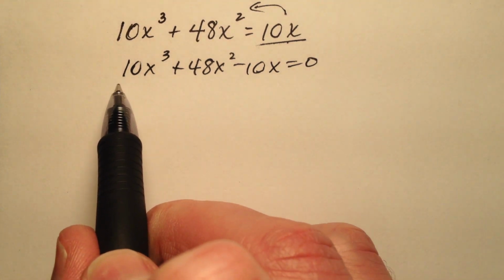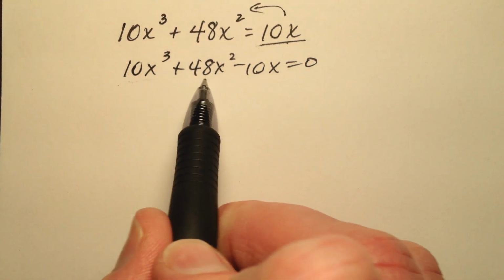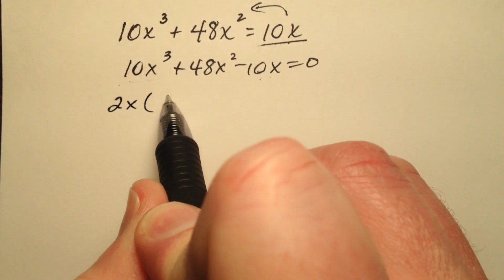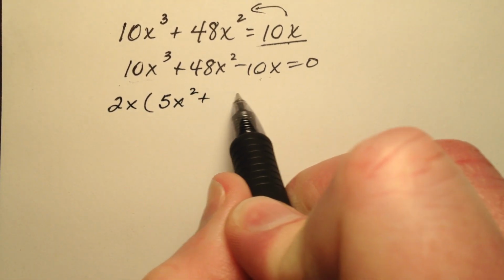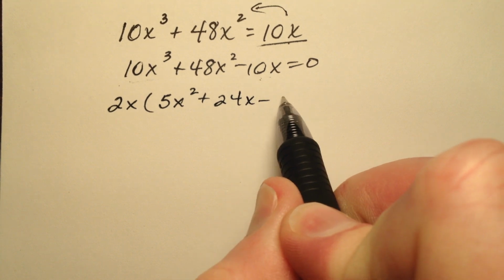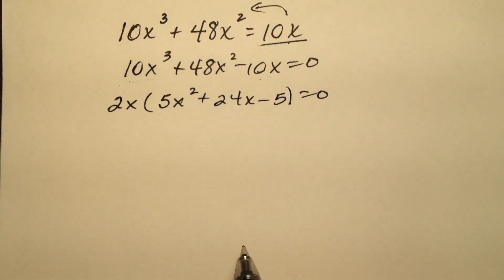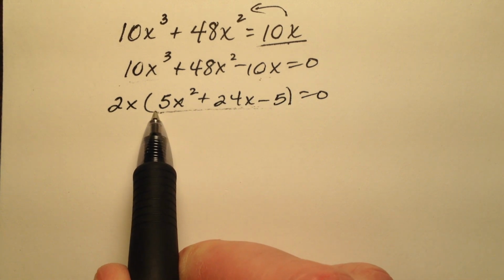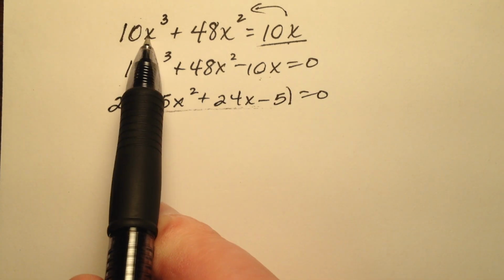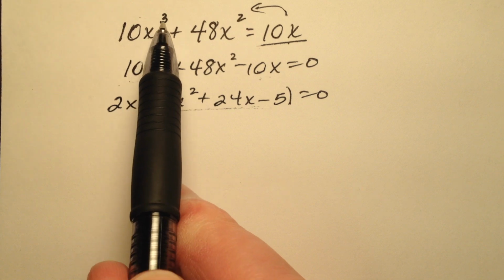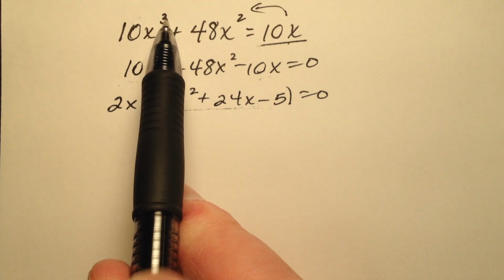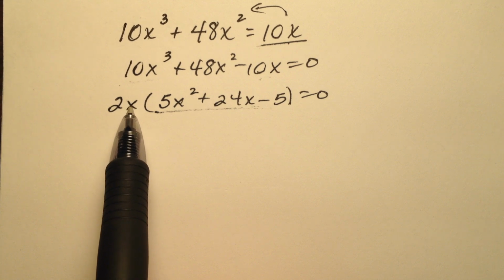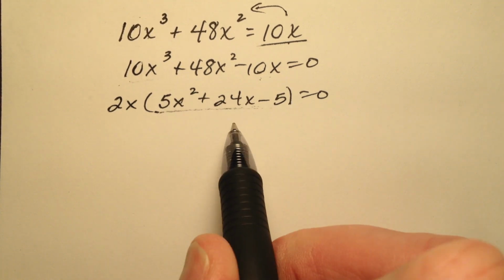Okay, so I'm going to look for a greatest common factor that I can pull out of all three of these terms, and it looks like I can pull a 2x out. So what I'm left with is 5x squared plus 24x minus 5. Which, yes, now I am left with this quadratic. So even though my initial terms had a high degree term of x cubed, which made this a cubic equation, I was able to factor out that x, and I was left with this quadratic.